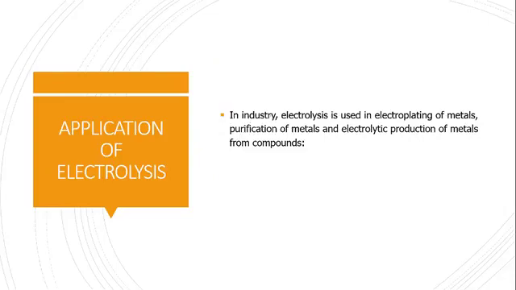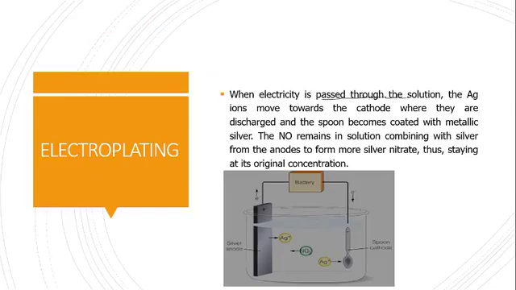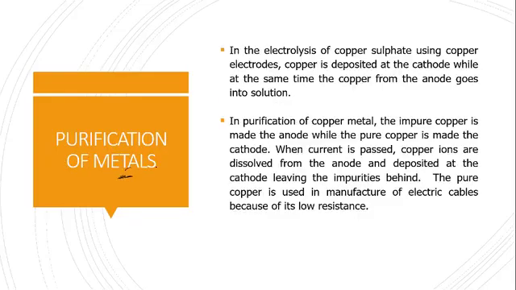In industry, we use electrolysis in the electroplating of metals, the purification of metals, and the electrolytic production of metals from compounds. When we talk about electroplating, we simply refer to the coating of cutlery and other articles with substances or elements such as copper, silver, chromium, nickel, or gold. When electricity is passed through a solution, silver ions move towards the cathode where they are discharged, and that is one way that a spoon can become coated with metallic silver in industry.